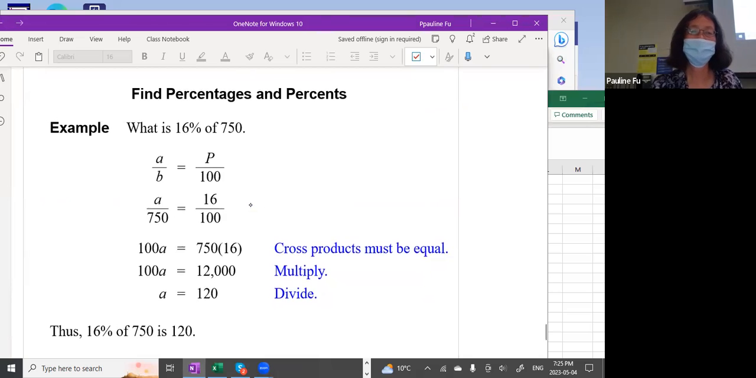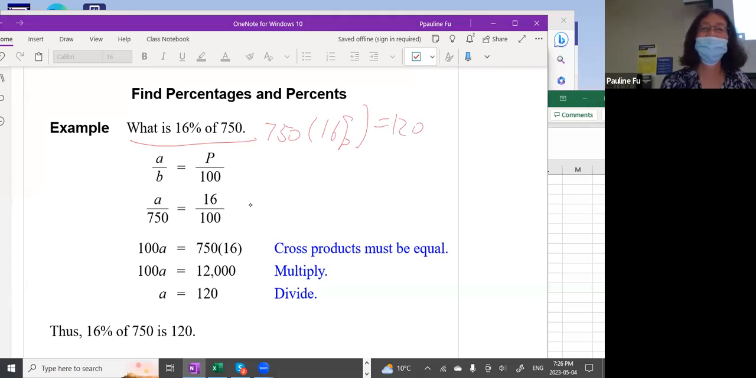Now let's solve a question. What is 16% of 750? This kind of question, you can directly solve it. You just directly use 750 times 16%. Okay, you should get 120. Directly multiplication. What is 16% of 750? This is one way to do it.